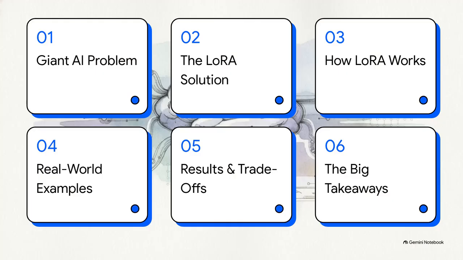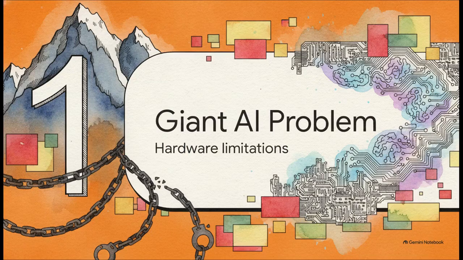So, here's our game plan for today. We'll start with the giant AI problem we're facing. Then, we'll look at the LoRA solution and how it actually works under the hood. After that, we'll check out some real-world adaptation examples, unpack the results and trade-offs, and finally, we'll hit the big takeaways. All right, let's dive right into section 1, the giant AI problem, and why fine-tuning massive models is frankly breaking our hardware.